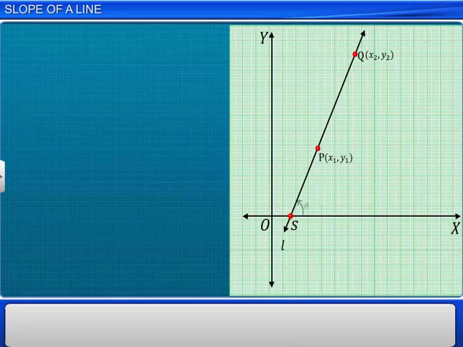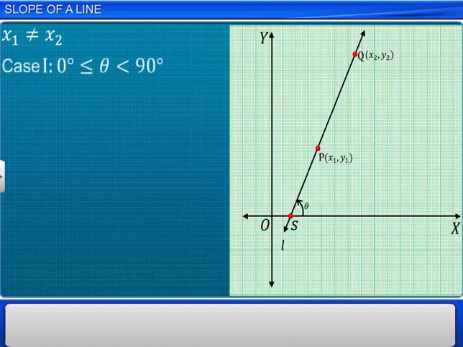Since the line is not a vertical line, x1 is not equal to x2. Hence, theta may be an acute angle or an obtuse angle. First, let us consider the case when theta is an acute angle. Draw perpendiculars QR and PT from Q and P onto the x-axis. Draw perpendicular PM from P onto QR.